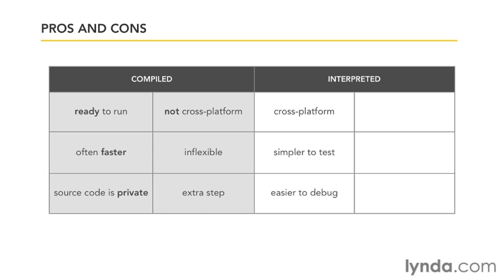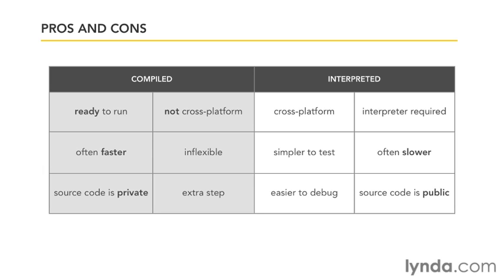However, it has its downsides too, because everyone who needs to run that program on their machine has to have an interpreter for that language on their machine. It also can be slower because you have to interpret it every time the program is run. And the source code is effectively public because you're sending it to everyone who needs to run that program.